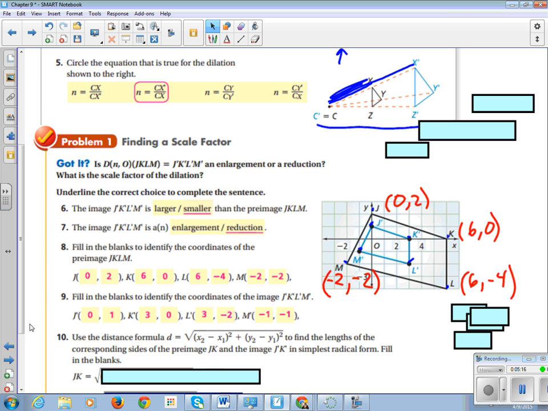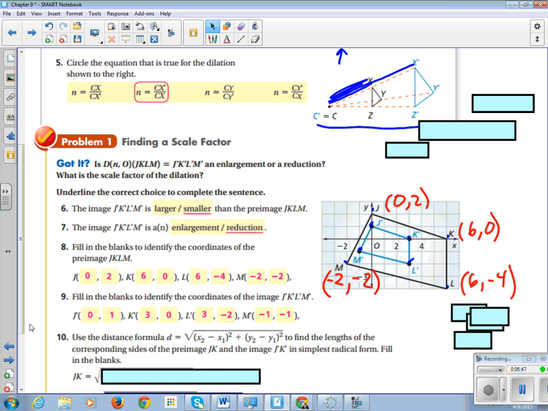So just by comparing these two sets of coordinates, what are we doing to each coordinate vertex to get to the next one? I can see, so we got 0, 2, and it goes to 0, 1. 6, 0 goes to 3, 0. 6, -4 goes to 3, -2. So what's the pattern? What do I multiply 2 by to get to 1?